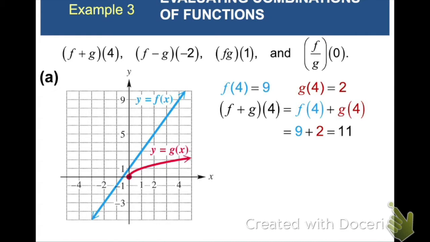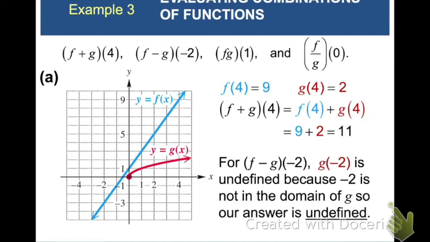For f minus g of negative 2, we need to start by finding f of negative 2 and g of negative 2, and then we'll subtract those answers. Well, look for negative 2 on the x-axis, and you're going to notice that function g doesn't even cross that vertical line. So technically, function g is undefined at negative 2. So we say for f minus g of negative 2, since g of negative 2 is undefined, our answer for this is also undefined.